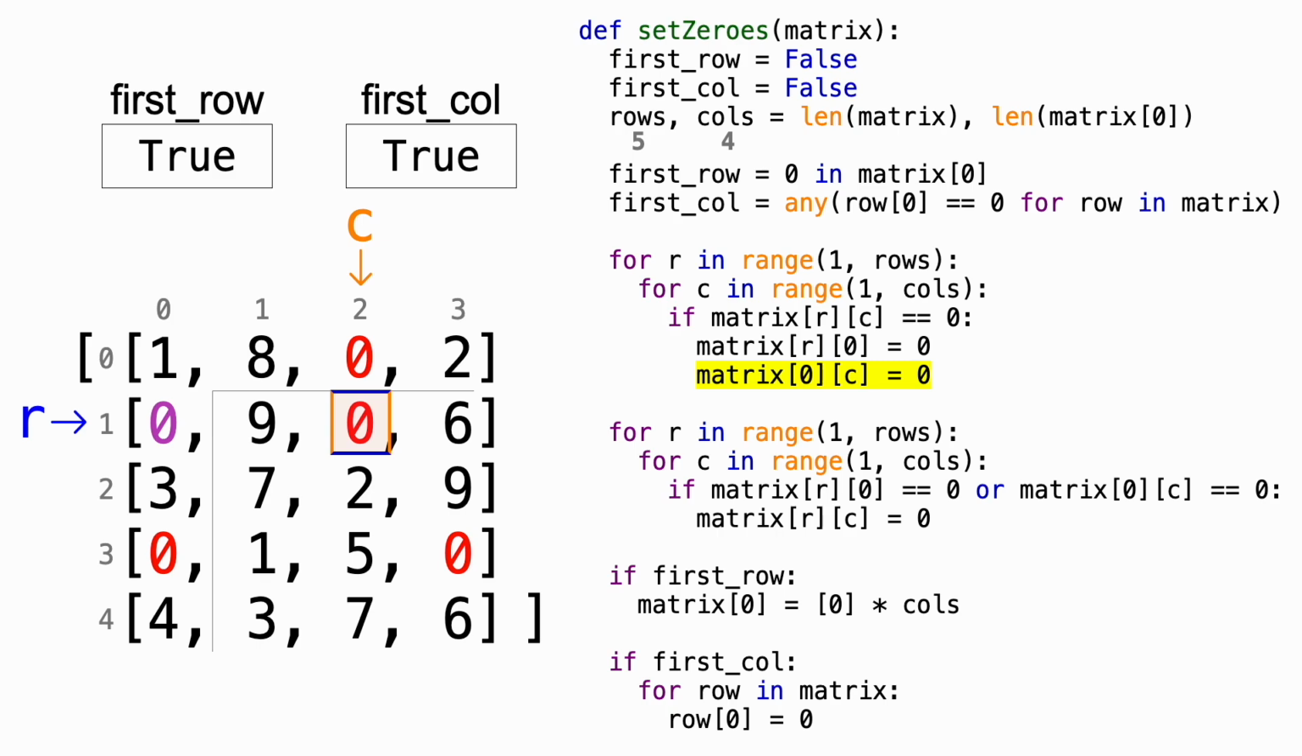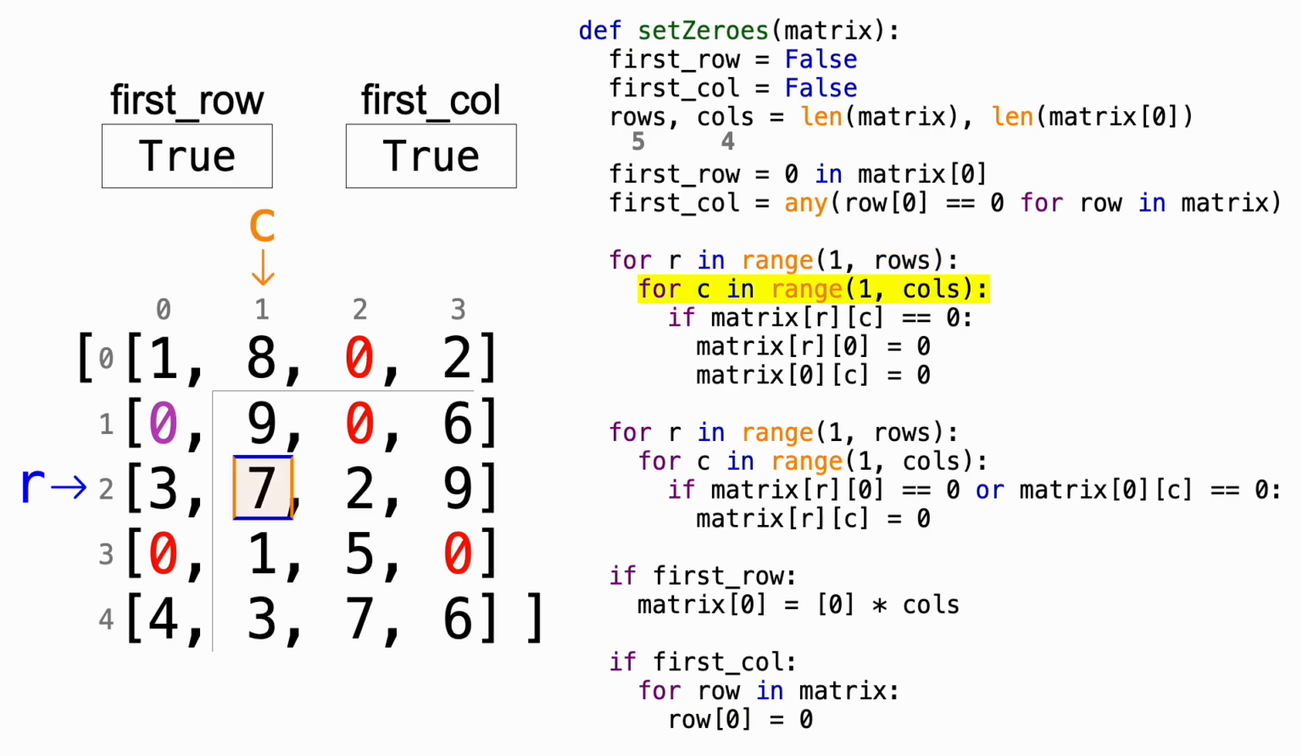Next, let's set the element at index c of row 0 to 0. By doing this, we've set the first element of this column to 0 to indicate that this column must be zeroed out. Now, in this example, the column indicator was already a 0, so it didn't change. Now, moving on to the last element of this row, 6 is not equal to 0, so we've now finished the inner loop, and we can move on to the next iteration of the outer loop, where r equals 2.